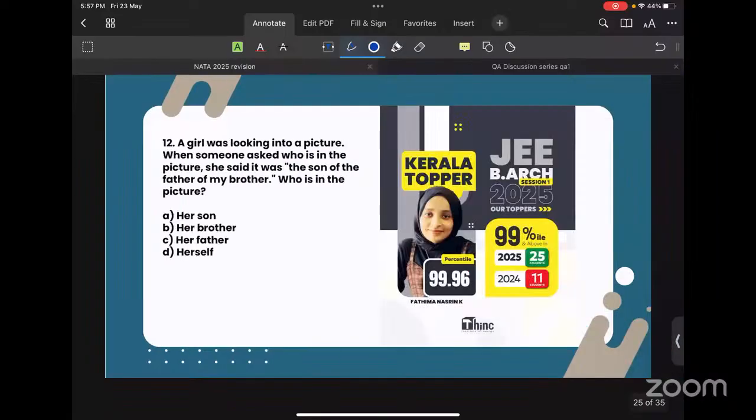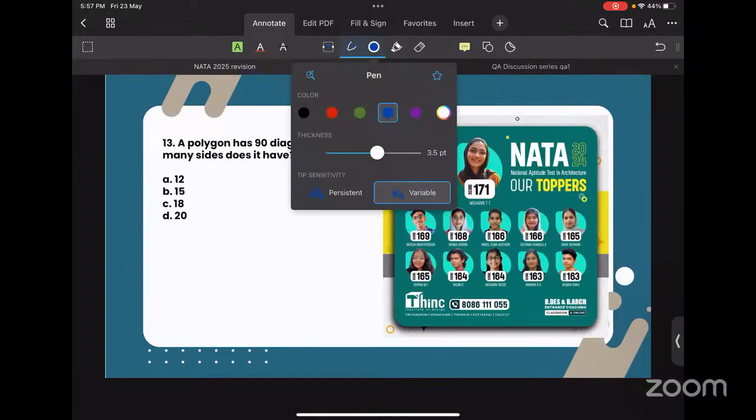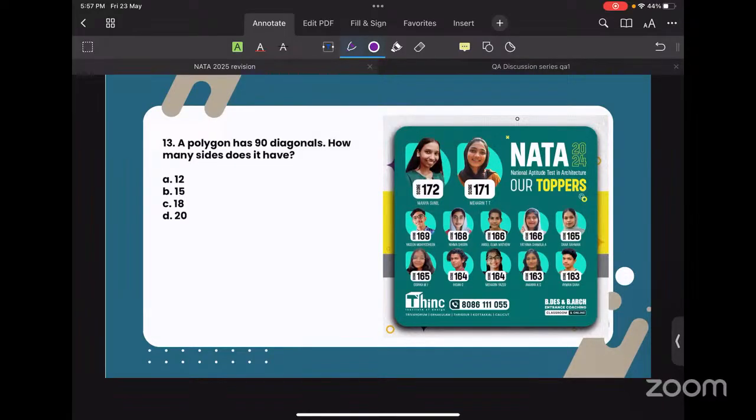I'm just taking questions randomly. Before approaching the question, we need to discuss the formula for the diagonals. For example, how many diagonals does a triangle have? No diagonals, isn't it? But a square is the first shape having diagonals, 2 diagonals. The formula is n into n minus 3 by 2, which gives the number of diagonals.